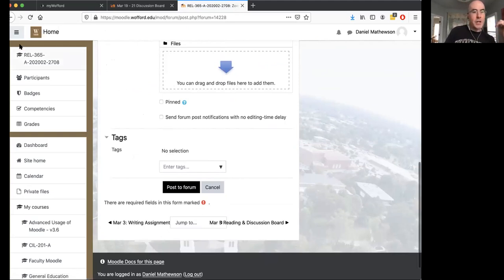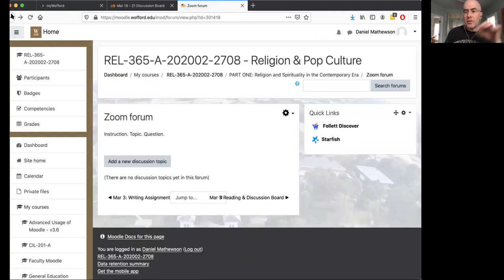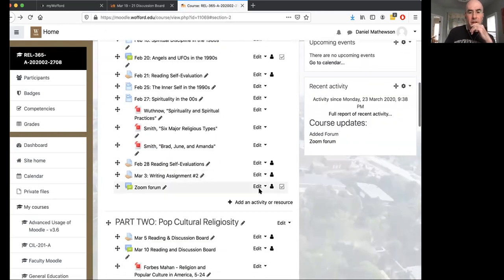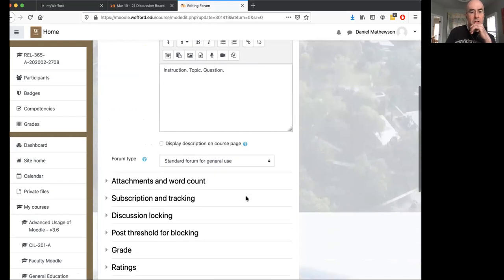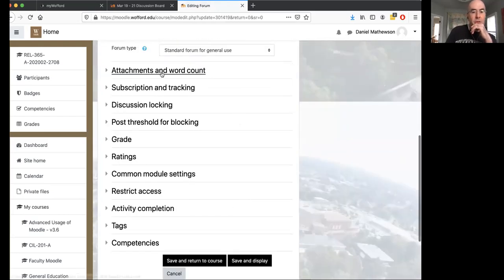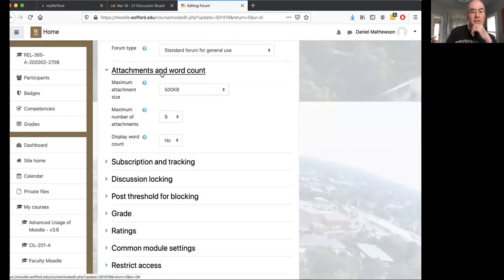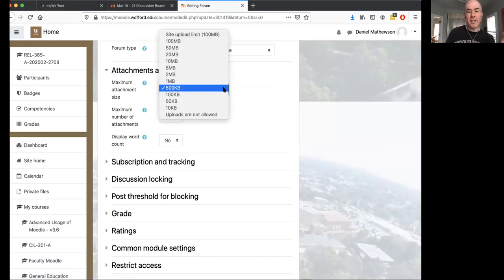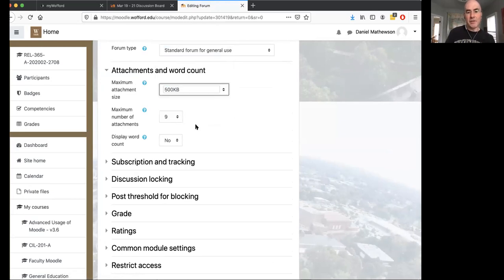Let me show you. You can type questions now, or I can show you some of the other categories in here. So we can edit settings, so I can show you other things. Okay, so as you just saw, students can attach files or images. You have the capacity to decide how big and how small. You can limit the number of attachments.